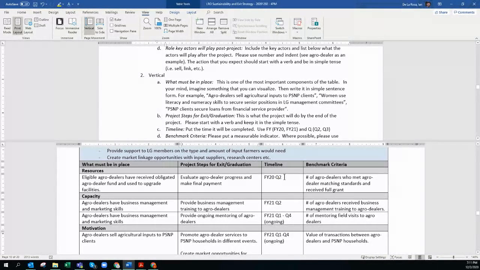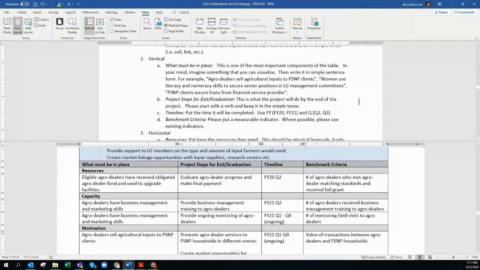For timelines, if you can use the standard of the fiscal year and the quarter. And then we also have the benchmark criteria. This is kind of an indicator showing how we are doing. Where possible, we want to really show an end result. So if you noticed here, we haven't used number of loans or percentage of agri-dealers who have completed all requirements, as much as showing the outputs: number of agri-dealers who meet agri-dealer matching standards and receive the full grant.